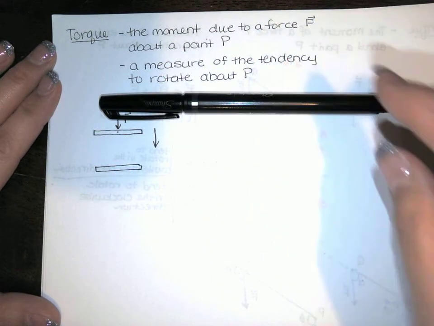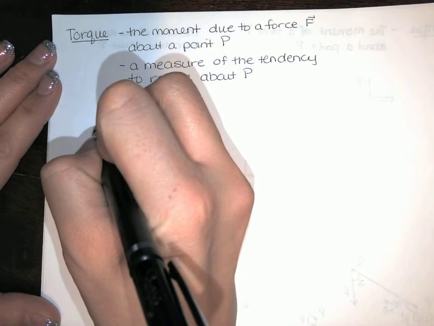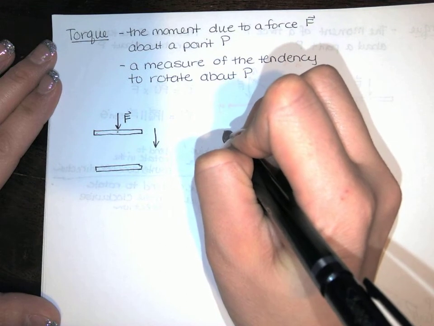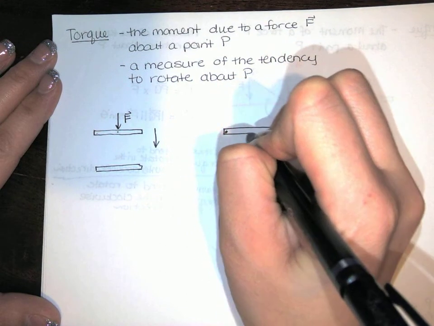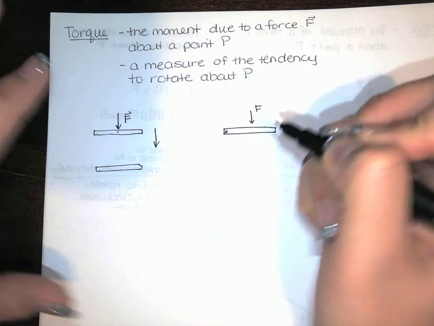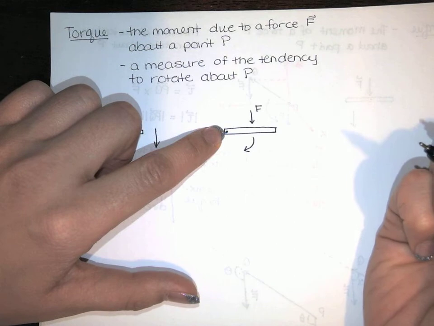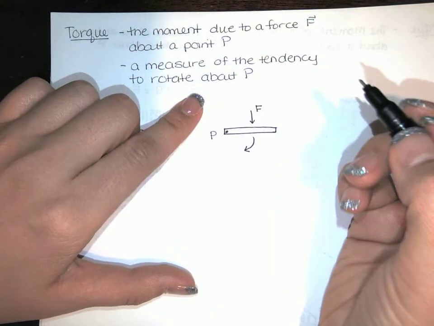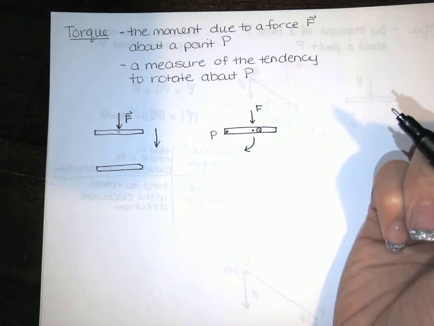If my pencil is not free to move in any direction I want, but I fix one point, so I force this point to stay here, and then I apply a force F. If this point is fixed, it's going to tend to rotate about that point. This fixed point we're going to call P, and the point where we're applying the force F we'll call Q.